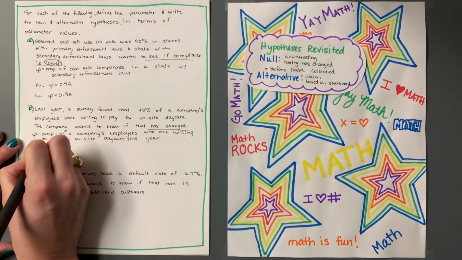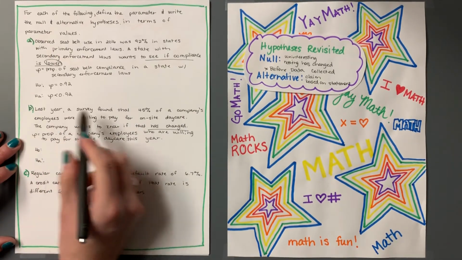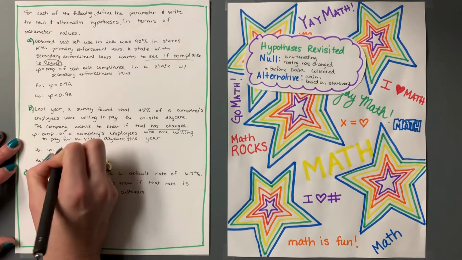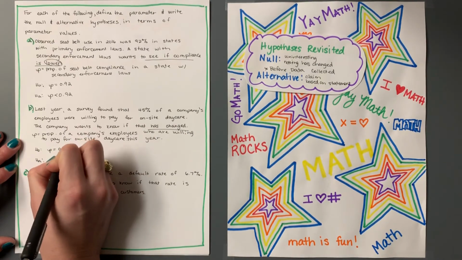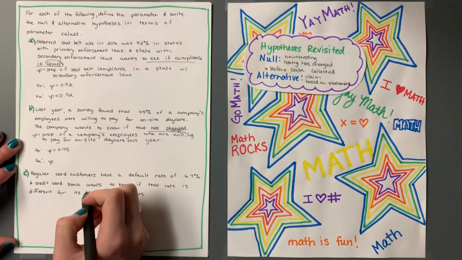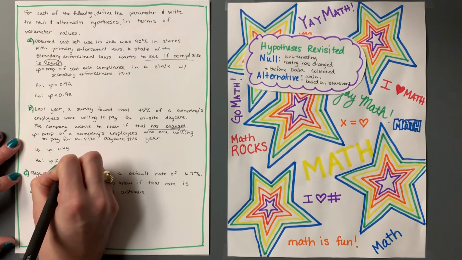So my null hypothesis and my alternative hypothesis. My null is that nothing has changed. So that will be that the current proportion is 0.45 like it was last year. And I just want to know, has it changed? That doesn't indicate that it will be higher or lower. So that will be not equal.